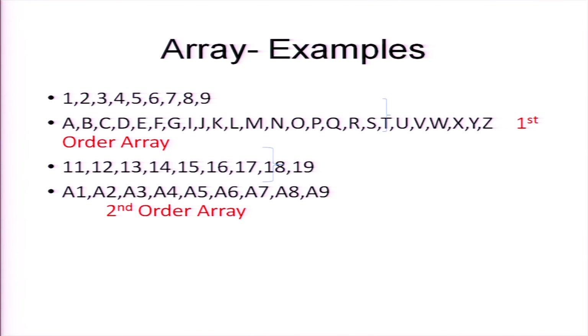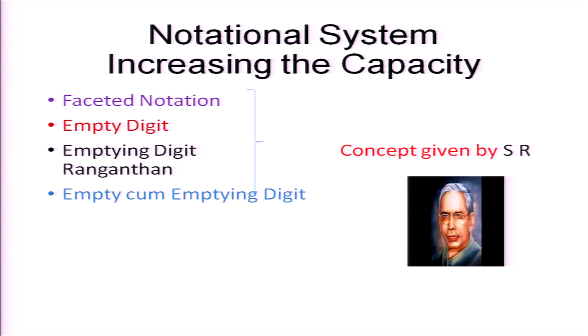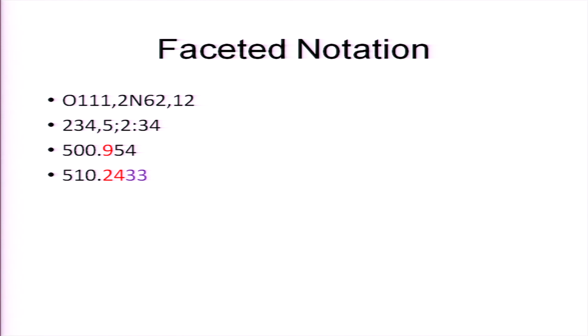Therefore, Ranganathan advocated the use of mixed notation, by which we are able to show an array of unlimited size. He made use of pure notation, mixed notation, and different types of devices, which enable this to be possible. I have shown you here the example of arrays, the first order array, the second order array, on your screen. Now, to increase the capacity of a notational system, Ranganathan made use of different devices. Besides the faceted notation, he also gave the empty digit device, the emptying digit device, and the empty cum emptying digit device, which we will explain a little while from now.